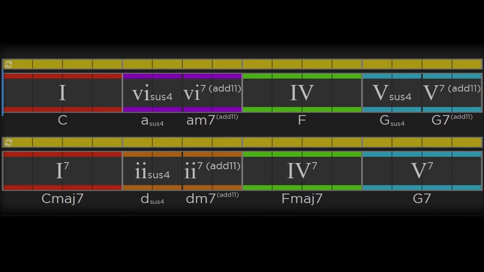In this next example, various 7 add 11 chords share a bar with the sus4 version of the chord. Listen to the preview this provides for the 7 add 11 chord yet to be heard. Also note how there is always at least a bar of a different chord between 7 add 11s. Often in chord progressions, less is more when it comes to more exotic or extended chords.